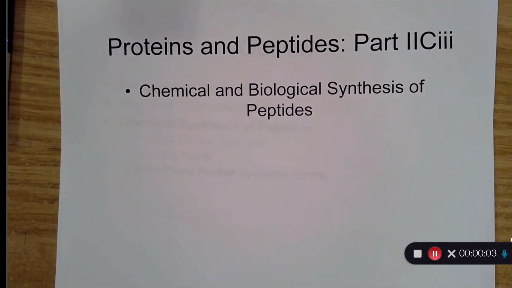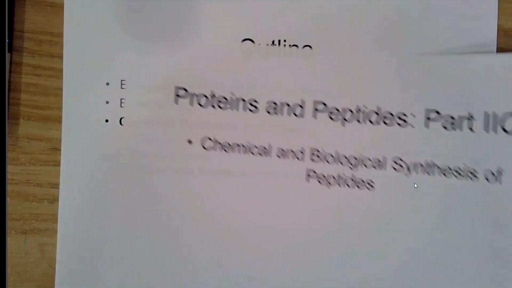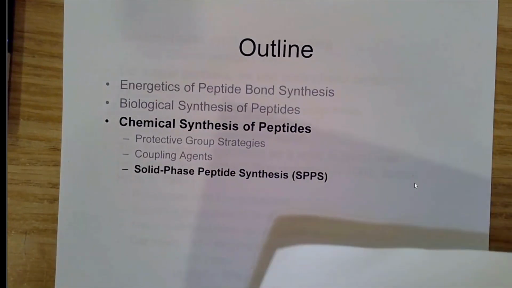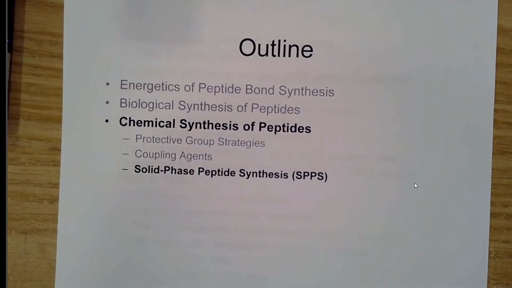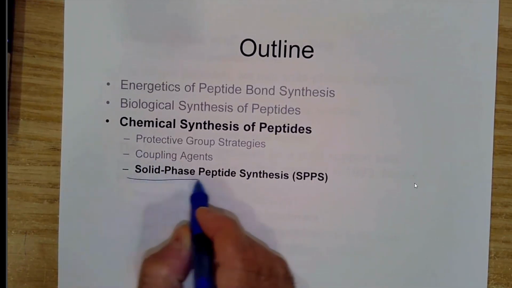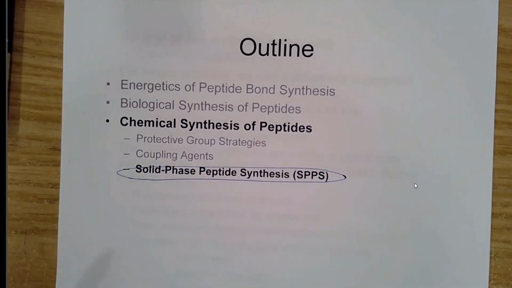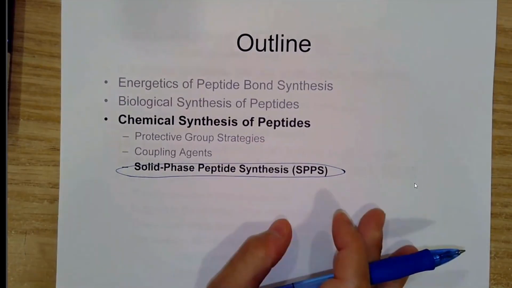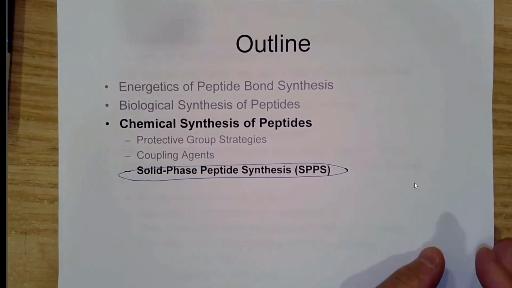Okay, this is Proteins and Peptides Part 2C3. We've been talking about the chemical synthesis of peptides. We looked at protecting group strategies and coupling agents. So what we're going to focus on today is something called solid-phase peptide synthesis, often abbreviated as SPPS.